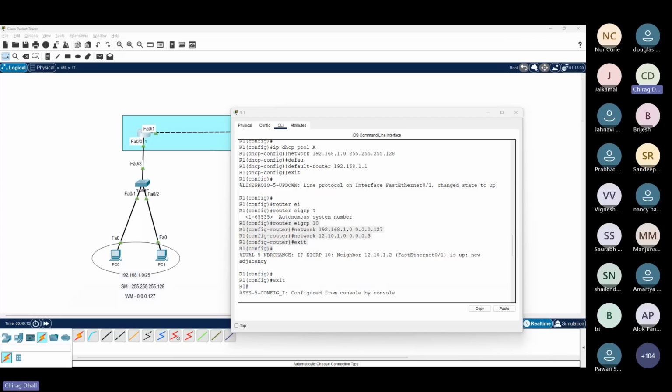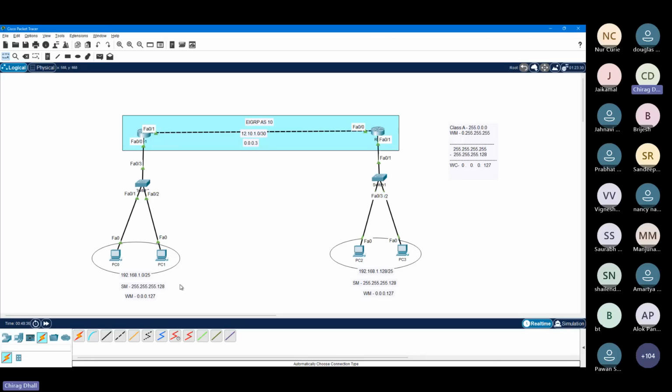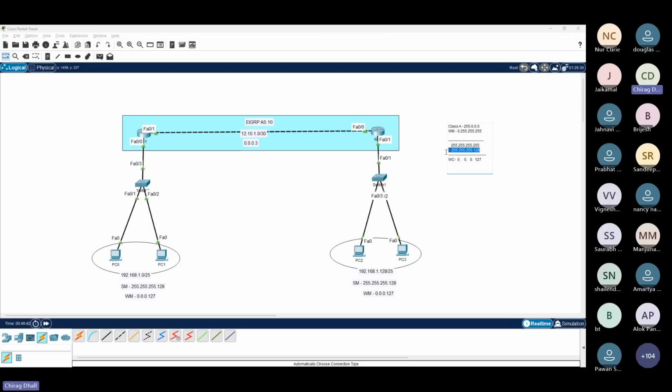Allow me at least a few minutes to go through the chat. You see, there are so many messages, so I take a little time to read them. Definitely, I can explain how to calculate wildcard mask. All you need to do is subtract your subnet mask from 255.255.255.255 and you get your wildcard mask. For example, here the subnet mask was 255.255.255.128. We subtracted it and we got the wildcard mask 0.0.0.127.